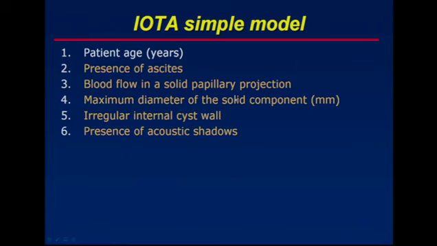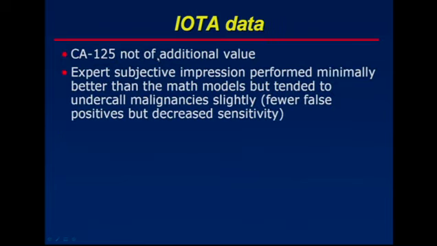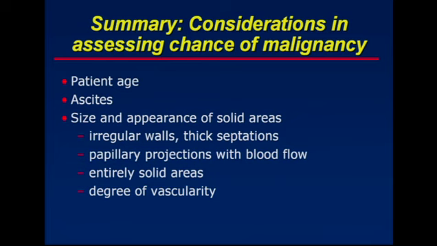So it's not appropriate for you as an imager to say clinical correlation necessary to review whether this mass that I'm seeing is a malignancy or not. That's not a very useful thing, because you can make the clinical correlation, since the patient's age is really the only thing that matters. CA-125 doesn't help you. It's not of additional value. In fact, expert subjective impression performs about as well as the mathematical model, and that's important to realize.